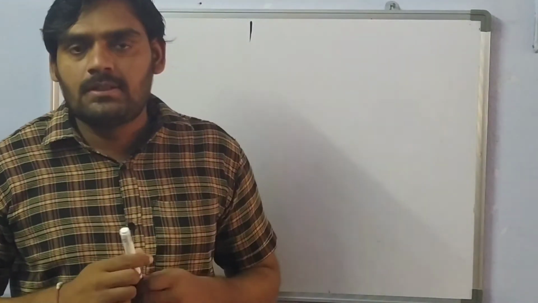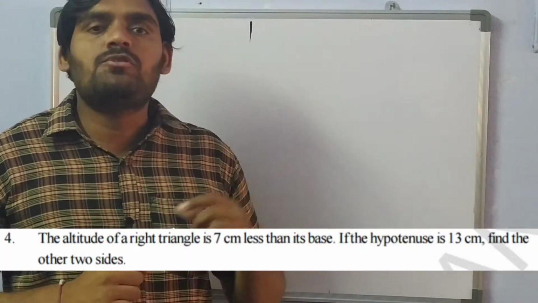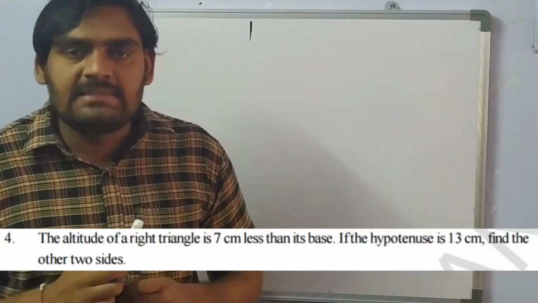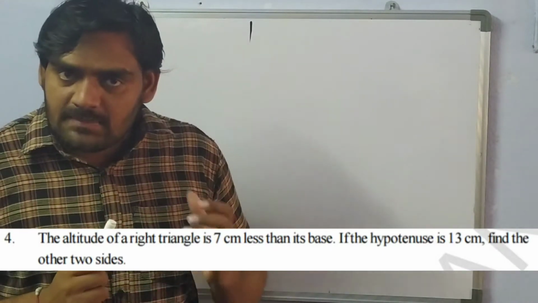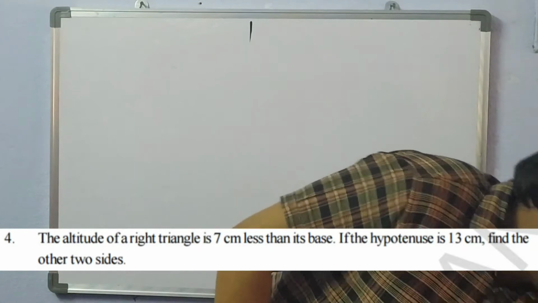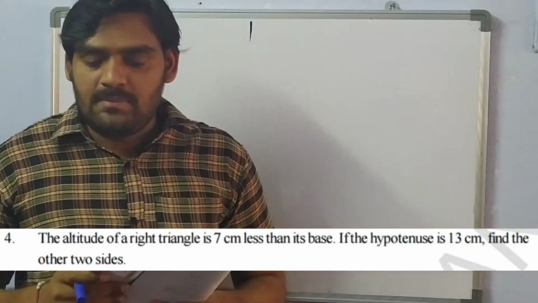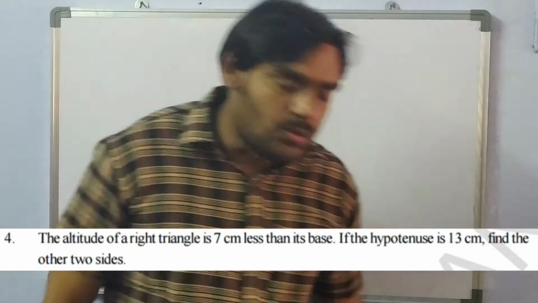Hi, this is Rajesh. Today we are going to do problems in quadratic equations. Exercise 5.2 from the fourth problem onwards. The fourth problem is: the altitude of a right angle triangle is 7 centimeters less than its base and the hypotenuse is 13 centimeters. Find the other two sides.